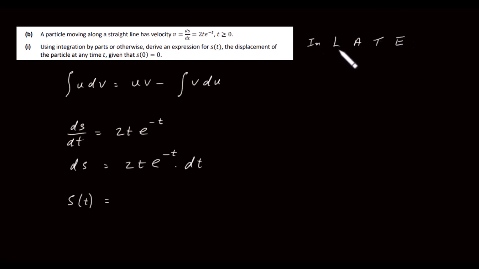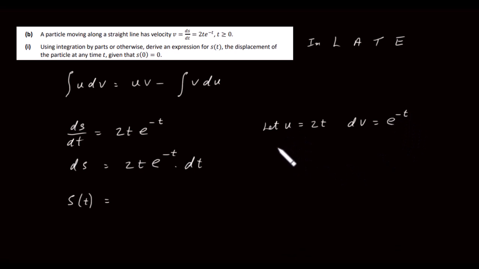So we have inverses, logs, algebra, trig, and exponential. In our expression on the right hand side, we have 2t, which is algebra, and then we have e, which is an exponential, e to the power of something. So it's in the right order already, so that's fine. So what we're going to do is let u equal to 2t, and then let dv equal to e to the power minus t.